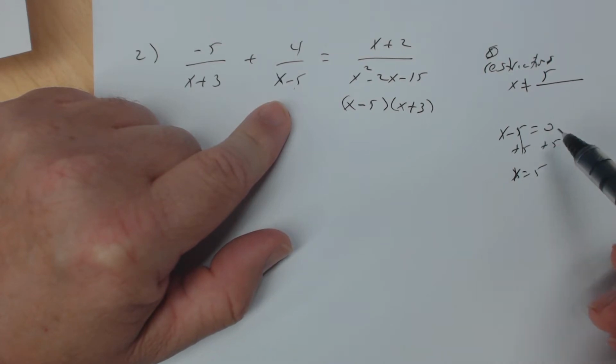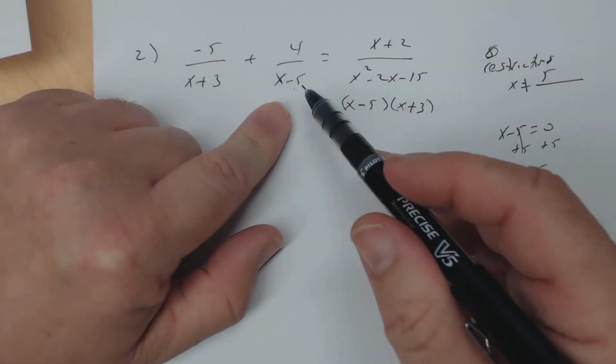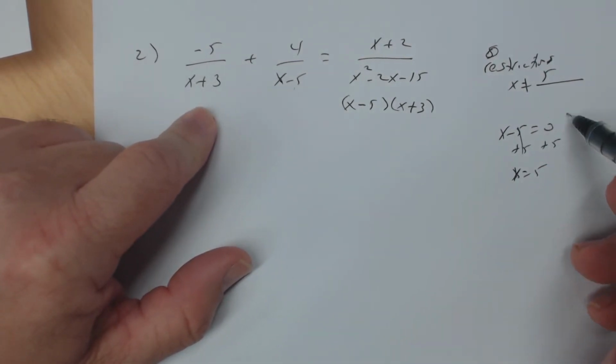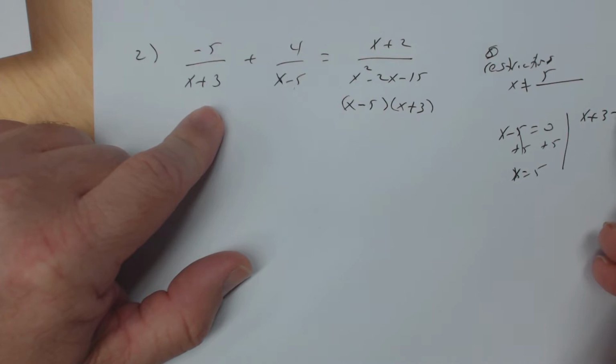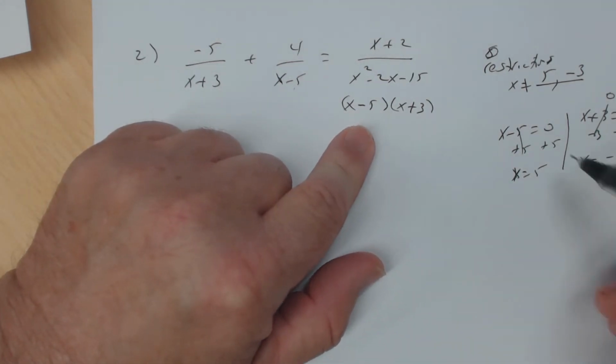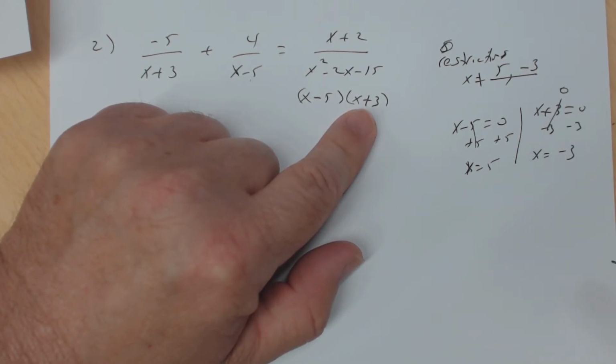So that means that my solution can never be 5, because it makes this denominator 0, and I can't divide by 0. Over here, x plus 3 equals 0. So if I subtract 3 from both sides and combine like terms, I get x equal negative 3. So x cannot equal negative 3. Over here, my next factor is x minus 5. I've already taken care of it. My next factor is x plus 3. I've already taken care of it.